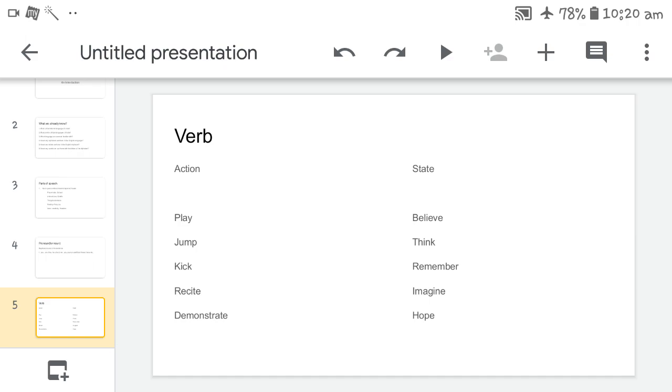And state, what's a state? State is not an action, but the situation of what's happening right there. Like, I believe in truth. Like, think before you act. Remember that health is very important for a good life, something like that.